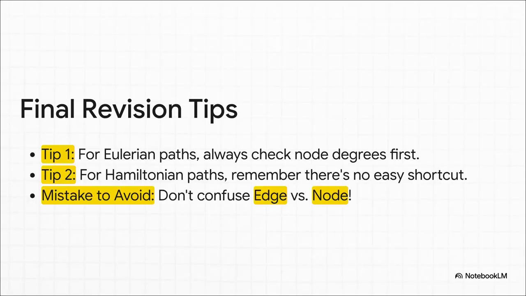And here are your final revision tips. For any problem that smells like an Eulerian path, your very first move should be counting node degrees. For Hamiltonian, just accept there's no easy way out. And please, please, please do not mix them up. Edge versus node, that is the number one mistake people make, so burn that difference into your brain.